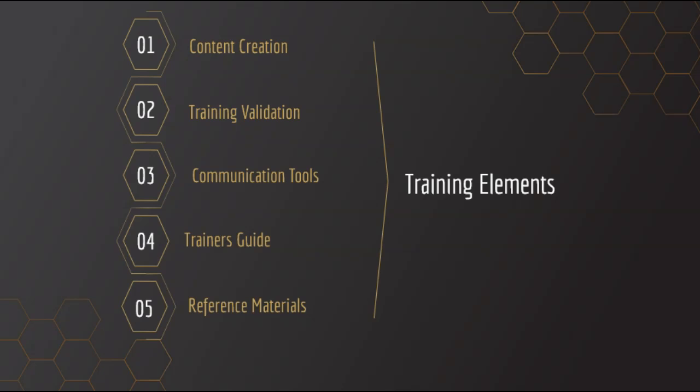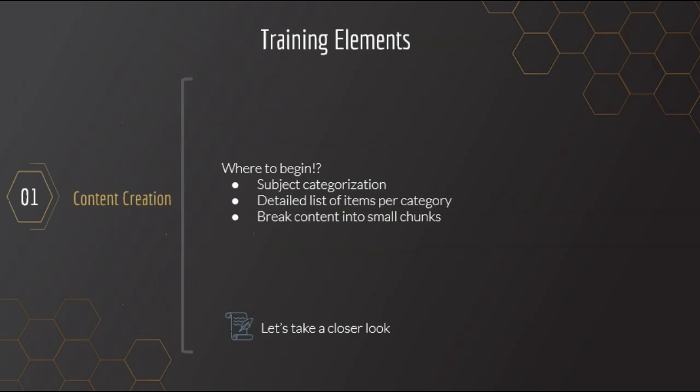We will review 5 elements of a training program. This includes content creation, training validation, communication tools, a trainer's guide, and reference materials. Content creation is the biggest and often most daunting part of creating a new training program.